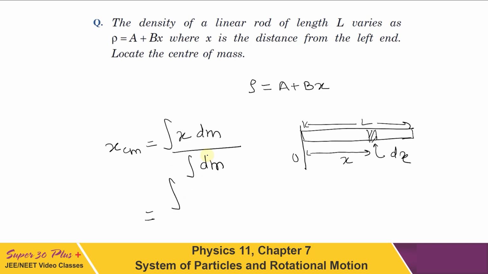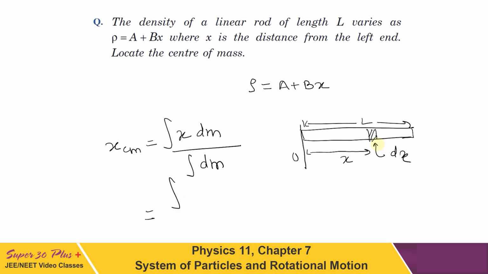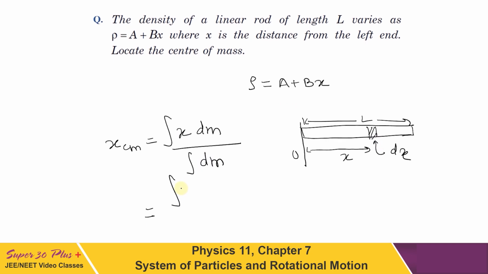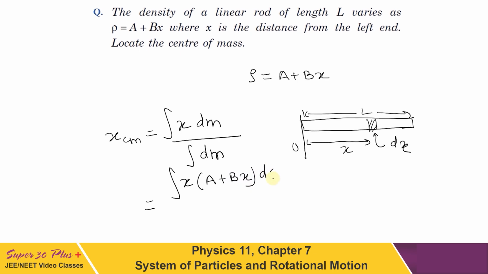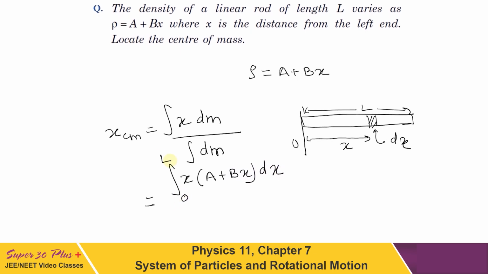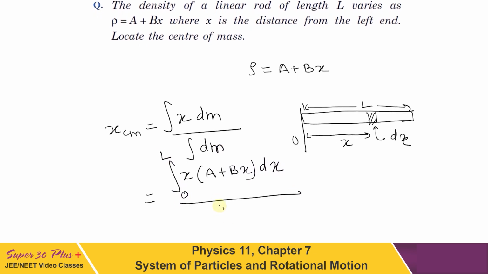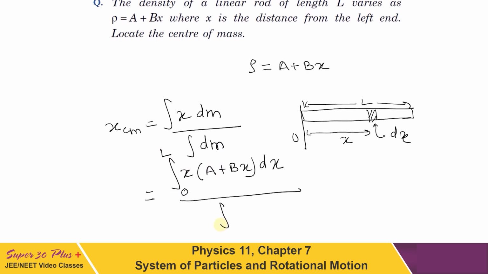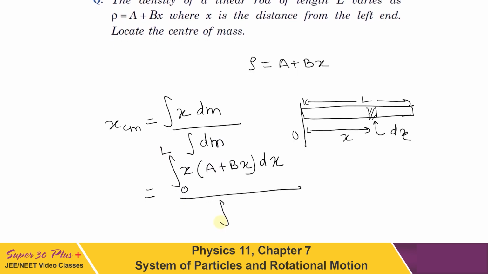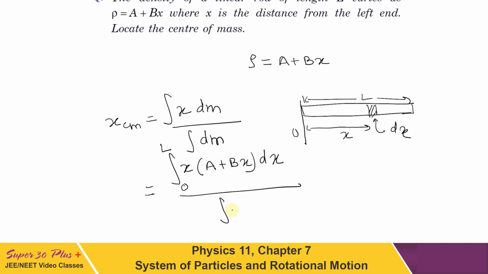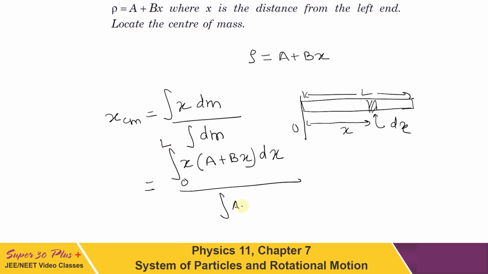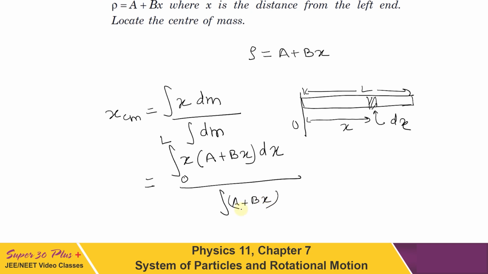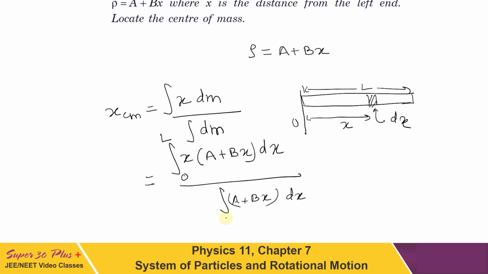dm can be written as density multiplied with length. Density here is given as linear density, so directly it can be written as x multiplied with (a plus bx) into dx. X has to vary from 0 to L, and again in the denominator we have to integrate. Here directly we cannot write the value m because it has a varying density, so we have to integrate density into length to get the whole mass, that is (a plus bx) multiplied with dx. This integration also is from 0 to L.